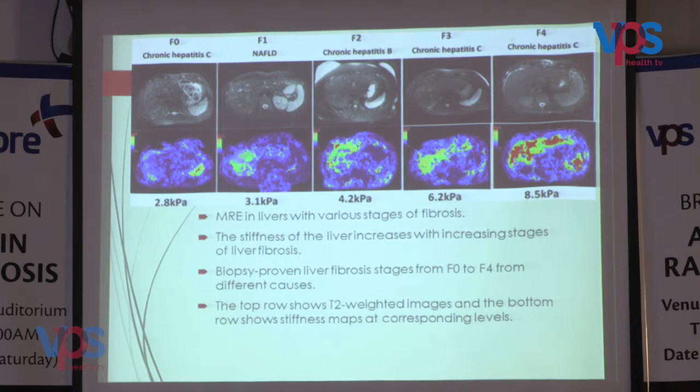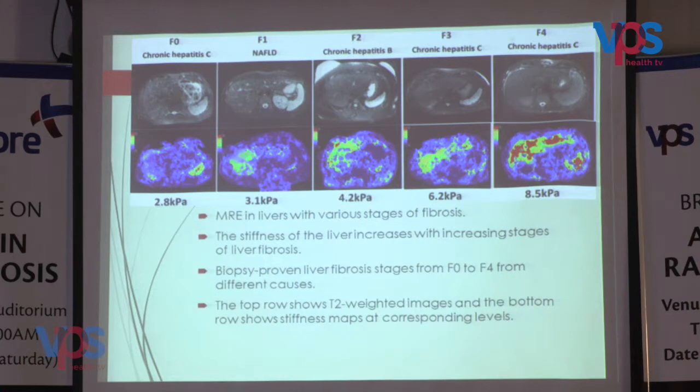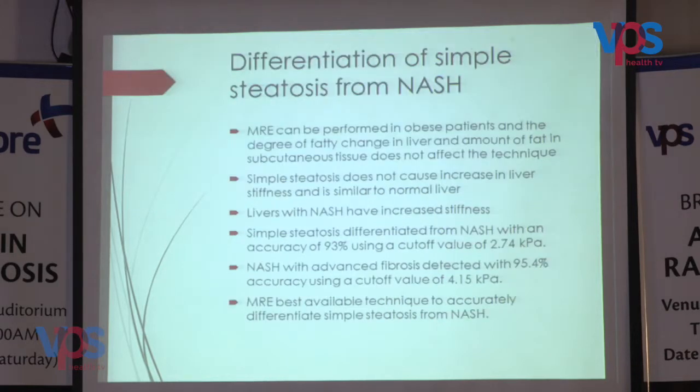So it can pick up stiffness due to various causes. This is an image which shows different stages of fibrosis right from F0 to F4. So this is non-alcoholic fatty liver disease. You can see that the blue changes to green, and then in chronic hepatitis B, the green has become yellow, a little bit of red, and it increases and so on and so forth. This is a chronic hepatitis patient who has gone on to develop cirrhosis.